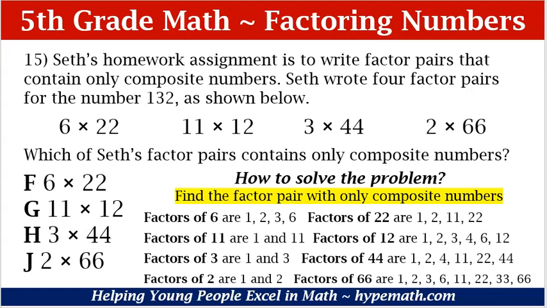In order for us to solve the problem, we must find the factor pair with only composite numbers. So let's look at the factor pairs again and determine which pair only has composite numbers. Now, just as a friendly reminder, a composite number has more than two factors, whereas a prime number only has two, one and itself, okay?